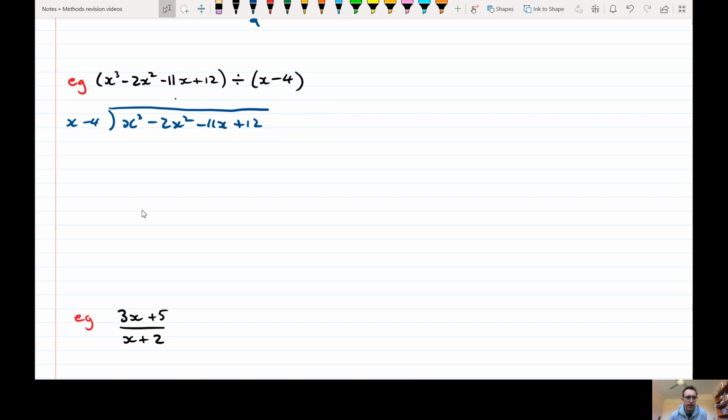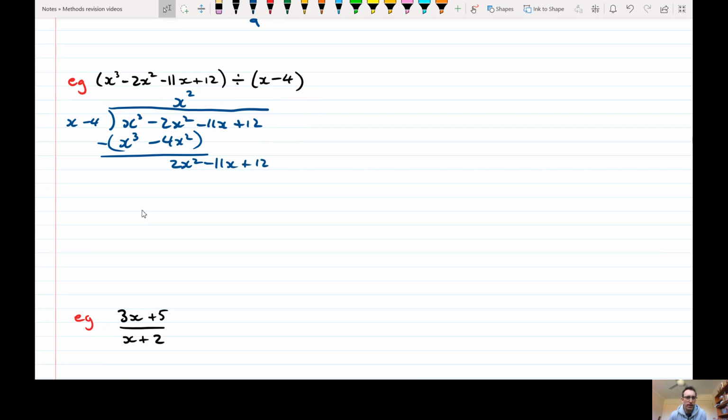Okay, so x cubed divided by x is x squared. x squared times x is x cubed minus 4x squared. We subtract. The x cubed disappears. We have a double negative now. Negative 2 take away a negative 4 is plus 4. So that gives you 2x squared. And you bring the 11x and 12 down.